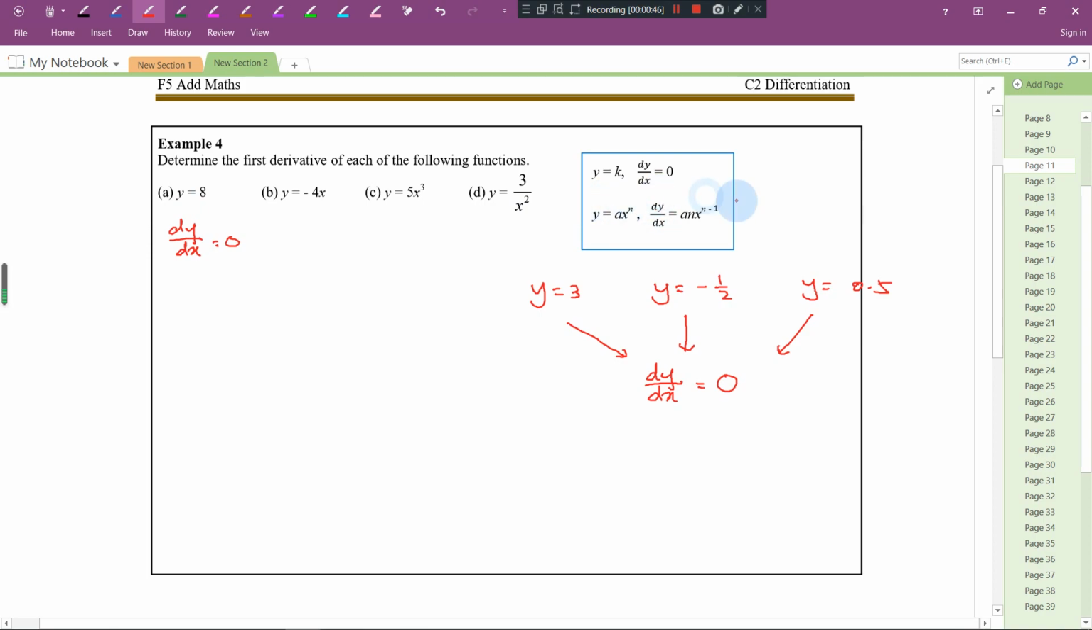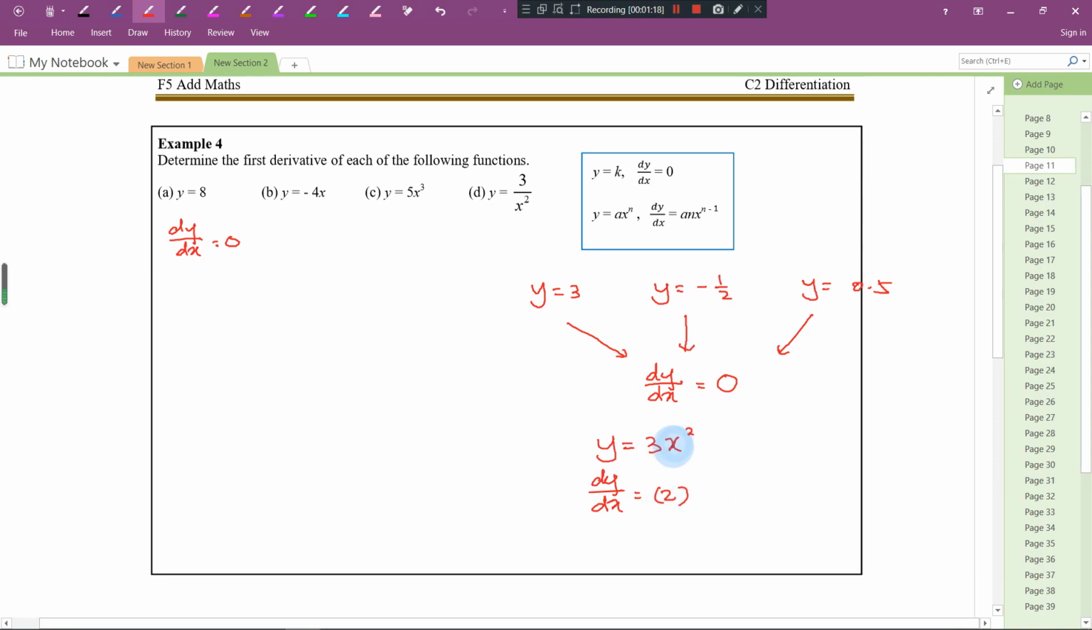Okay, let's look at the second formula. Y equal to ax raised to the power of n. For example, y equal to 3x raised to the power of 2. How do we get the first derivative? By using the formula. According to this formula, dy dx is equal to, bring the 3 go down, bring the power here, which is 2, go down here.